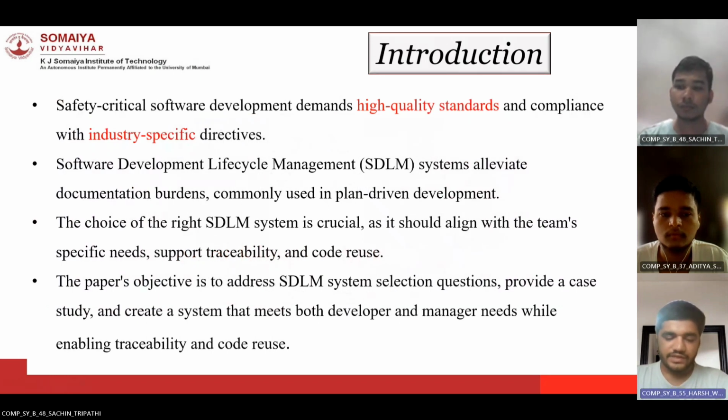So, as we know, safety critical software development demands high quality standards and compliance with industry specific directives. So, a software development lifecycle management system alleviates documentation burdens commonly found in plan driven development. The choice of the right SDLM system is crucial as it should align with the team's specific needs and support traceability and code reuse. So, this paper's objective is to address the SDLM system selection process and selection questions, which will provide a case study and create a system that meets both developer and manager needs while enabling traceability and code reuse.